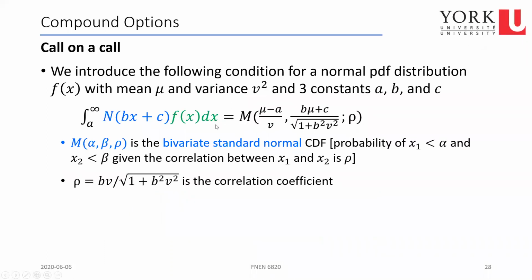So we know that, this is from statistics, if we have an integral from some number a to infinity of the product of the cumulative normal distribution on a random variable bx plus c, and the probability density function of some random variable x, we then know this integral itself is a bivariate standard normal cumulative density function.